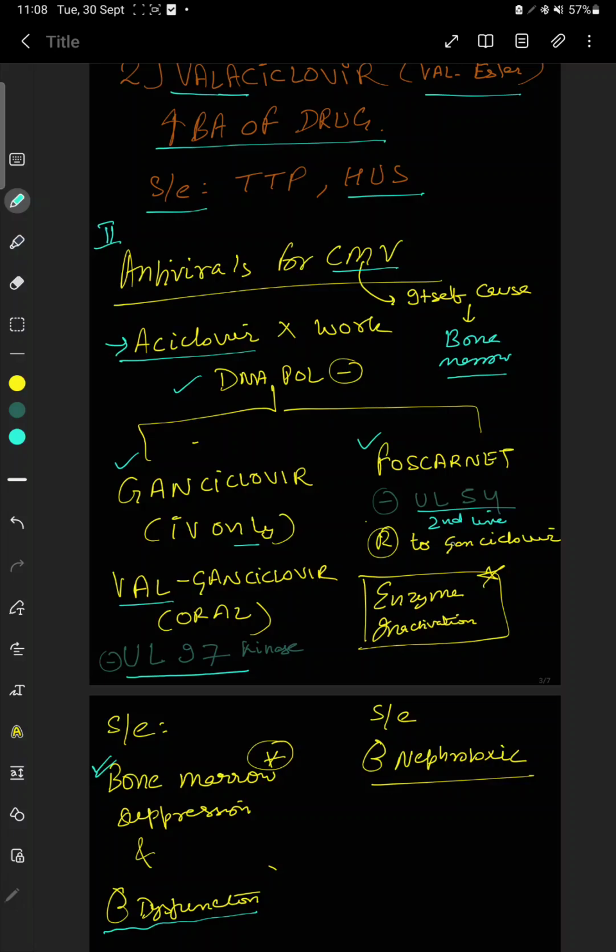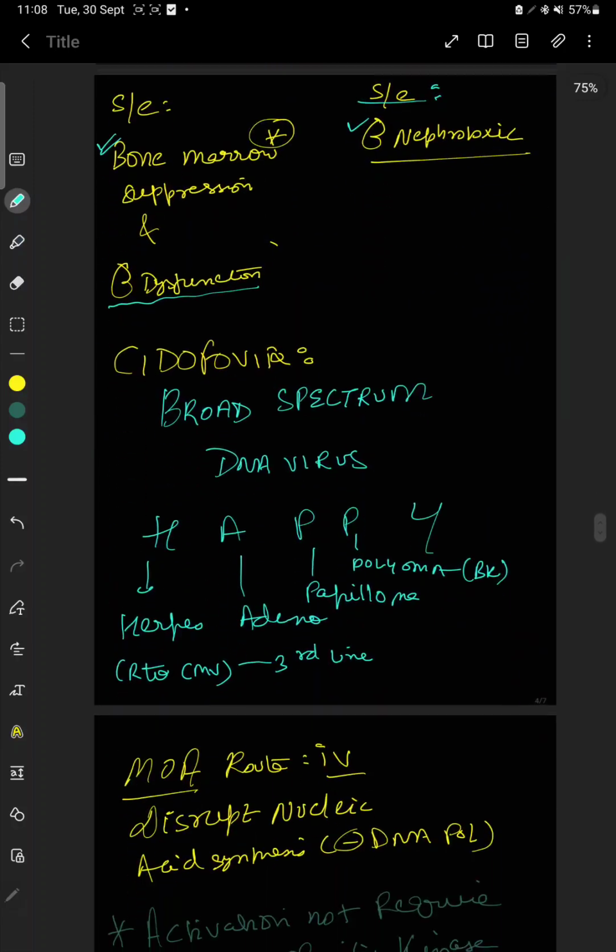Foscarnet is used as a second-line drug for CMV if it is resistant to ganciclovir. Here, direct enzyme inactivation takes place, and so DNA polymerase won't work. The side effect is that it is nephrotoxic.